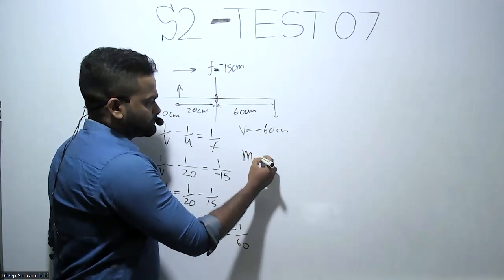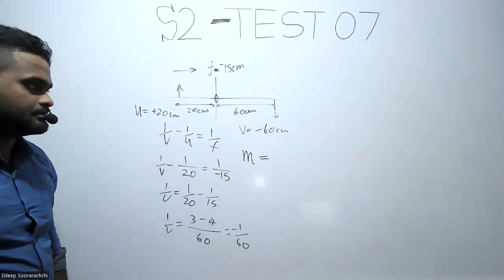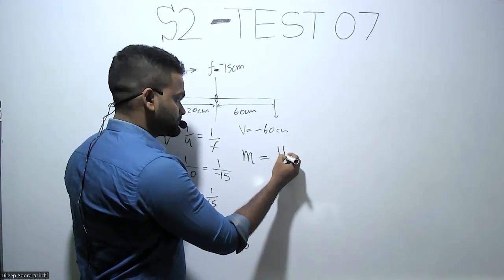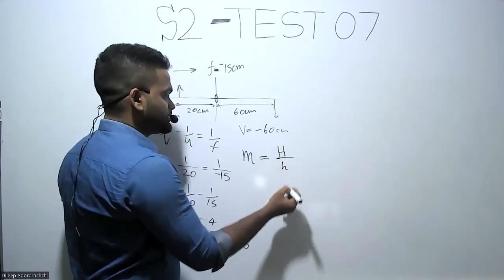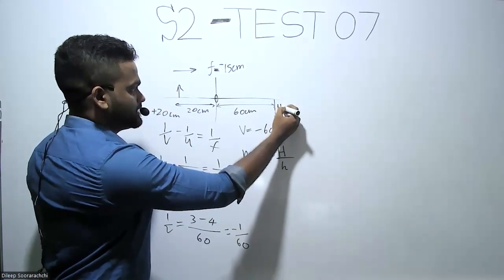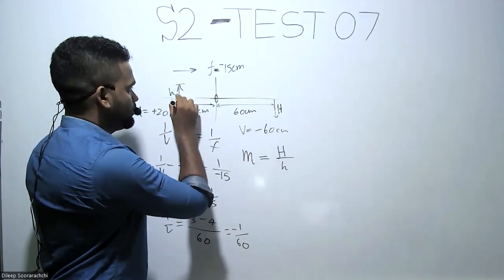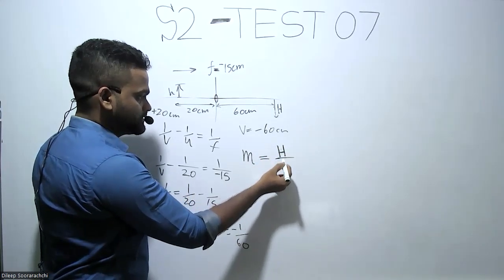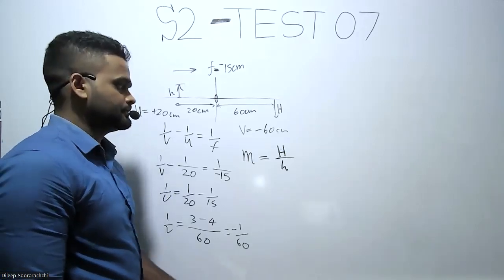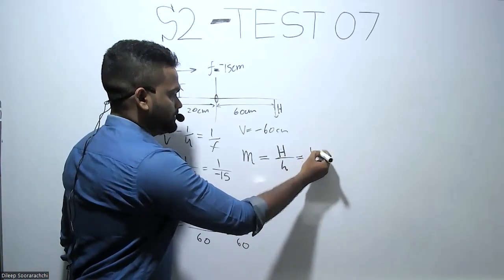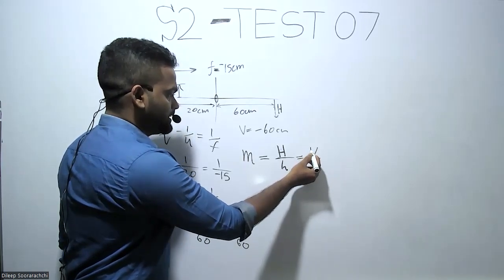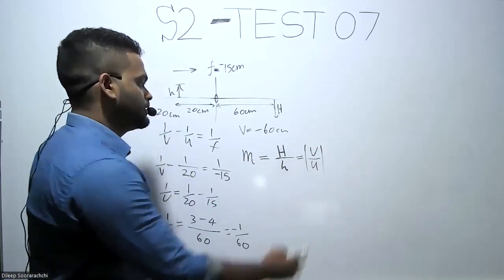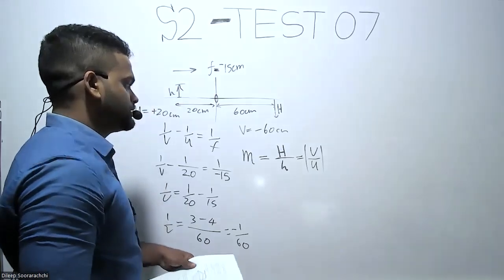So the next part, what they ask is linear magnification, simple m. Linear magnification, just to recall this, is capital H divided by simple h. Capital H is the height of the image, simple h is the height of the object. Height of the image divided by height of the object. So this is also equal to v over u. Image distance divided by object distance, v over u. We put a modulus sign there usually.